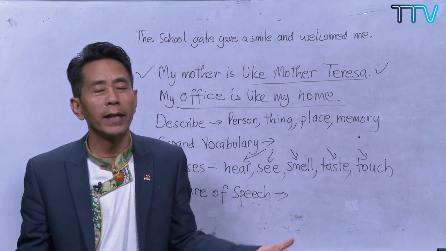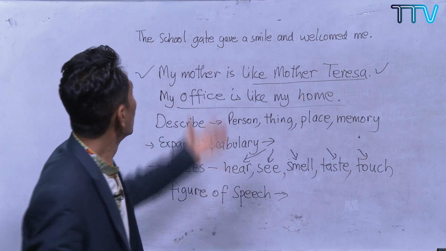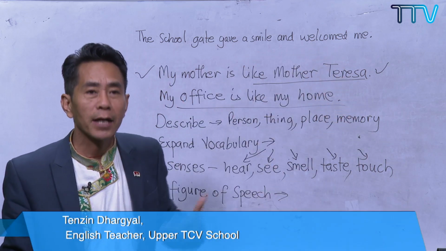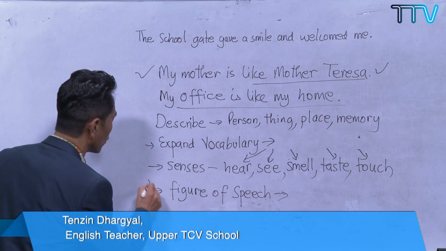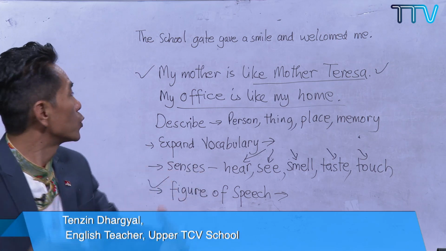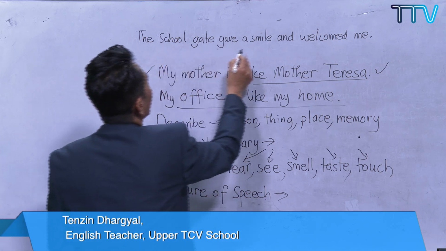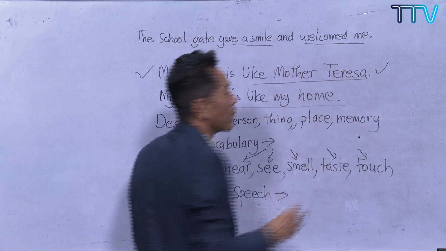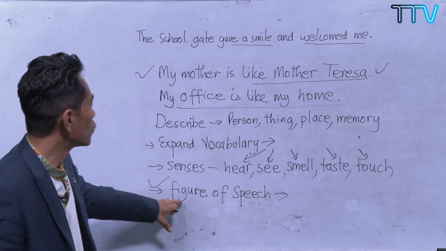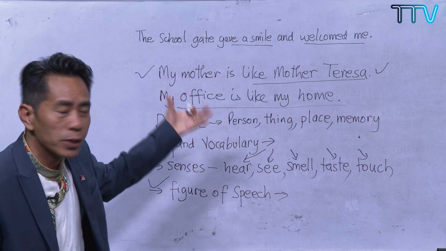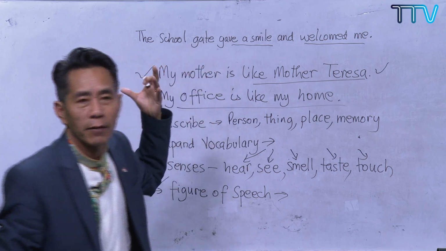So actually a school gate is not a human being, someone who will give a smile and a welcome. But here, what did I use? I used a figure of speech. This is how your writing becomes more appealing to the readers. So my school gate gave me a smile and my school gate welcomed me. This is a sentence where I have used a figure of speech. Now if you ask what figure of speech I used here, I used personification.